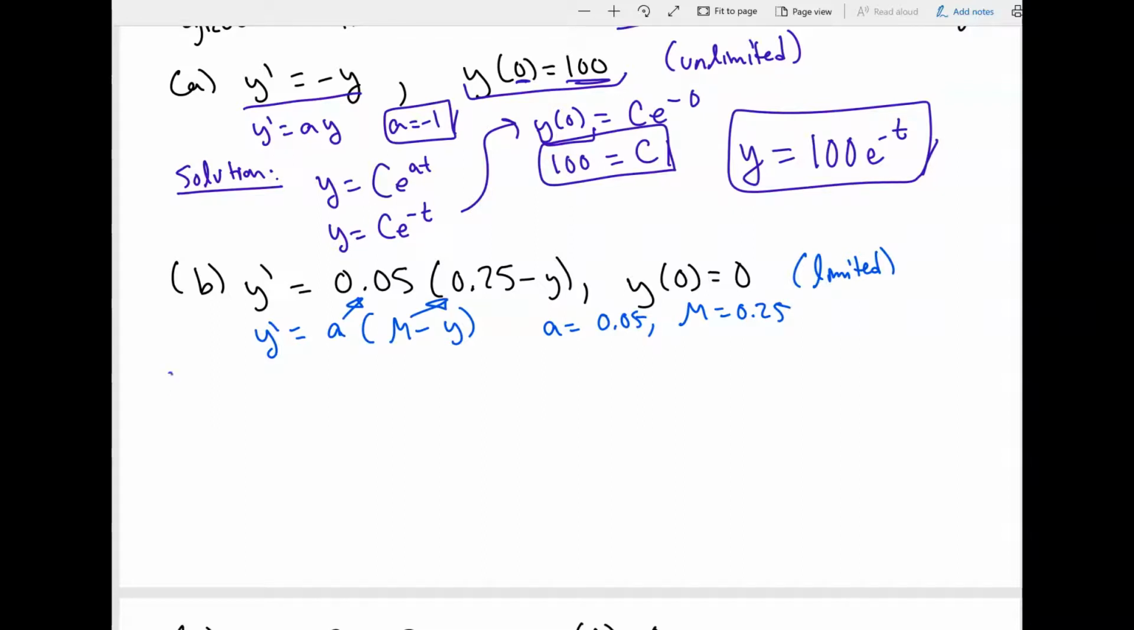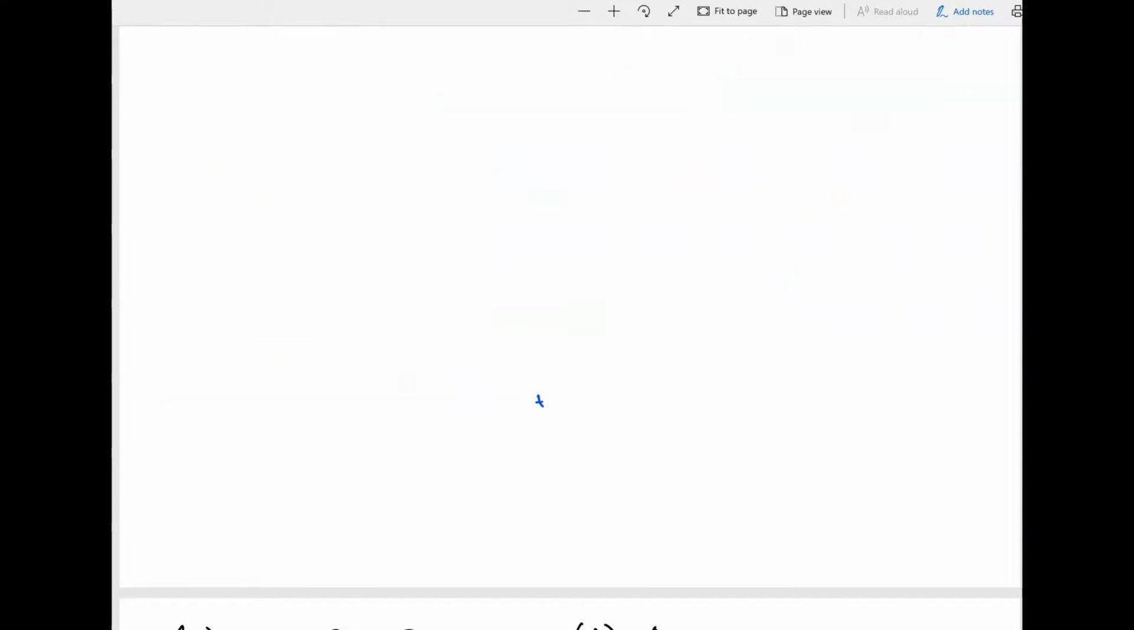So now time for the solution. Let's go ahead and figure out what the solution is going to be. My solution for a limited growth problem is going to be y = m(1 - e^(-at)). Now let's plug everything in. So y = 0.25(1 - e^(-0.05t)).